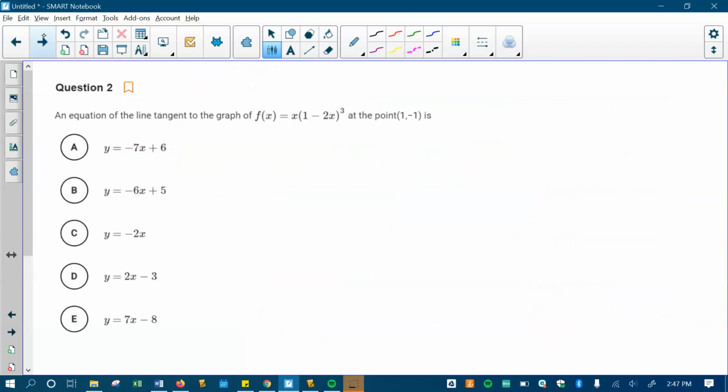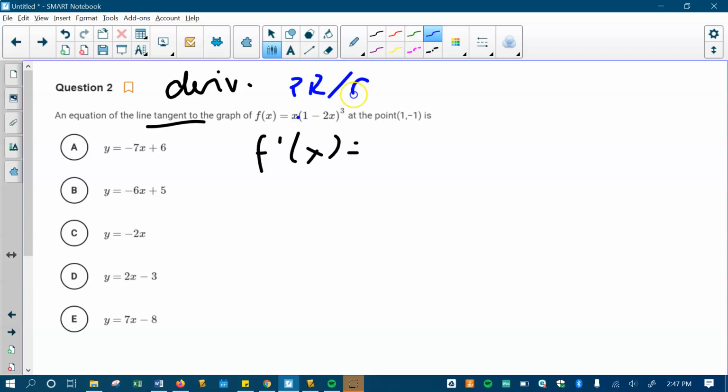Second, an equation of the line tangent to the graph of f of x. Tangent means derivative, so let's do a derivative first. f prime of x is equal to... now before I do this, I notice that I have a product, so I have a product rule, but then I also have a chain rule. The chain rule is because I have a function inside a function.